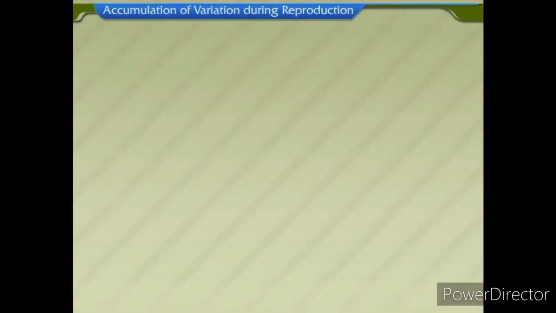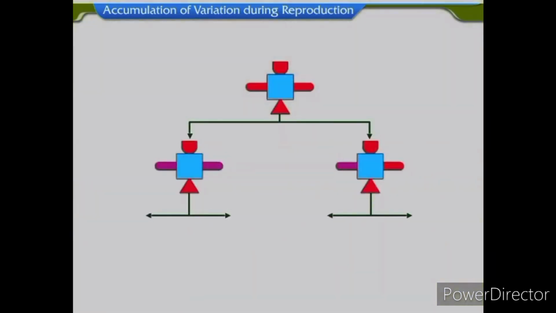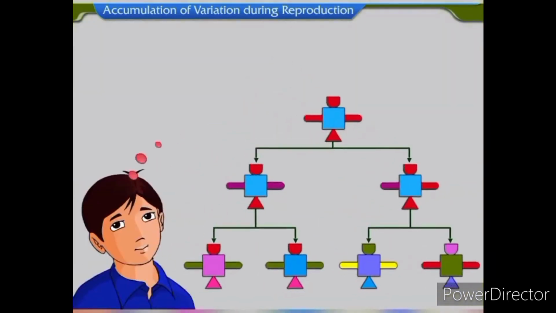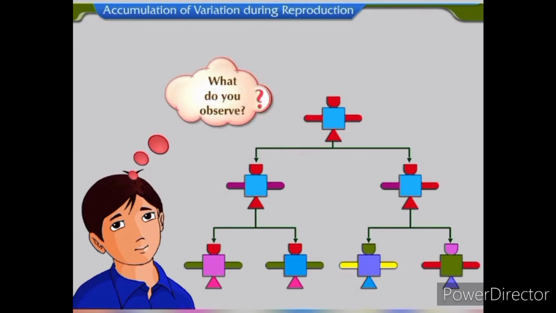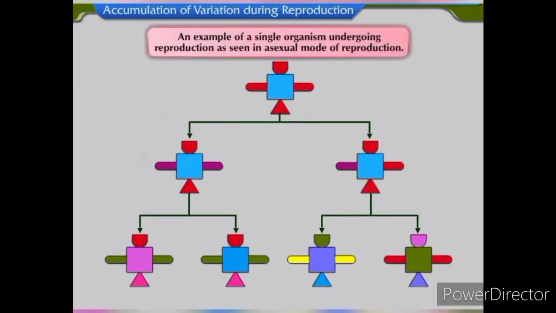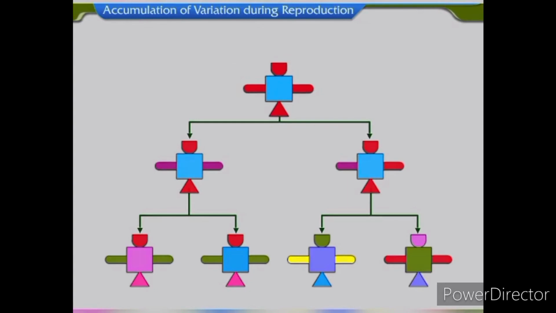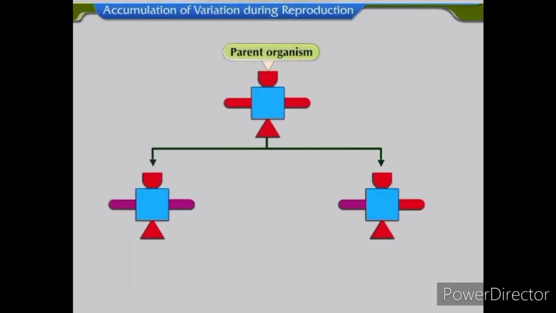These differences are the variations produced by the reproductive process. Let us understand this concept with the help of an example. Look at the figure carefully. What do you observe? The figure illustrates an example of a single organism undergoing reproduction as seen in asexual mode of reproduction. The parent organism reproduces and gives rise to two new individuals.